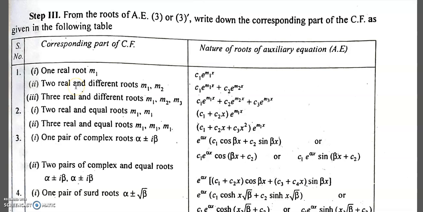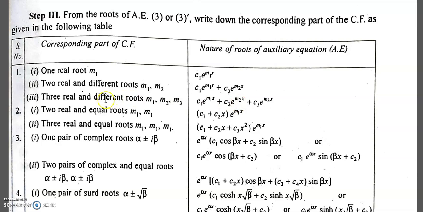Suppose we consider a second order differential equation. Second order means d2y/dx2, so it has two roots, and these two roots are real and distinct, say m1 and m2. Then for distinct roots we write c1 e power m1x plus c2 e power m2x. And suppose we have a third order differential equation which has three roots m1, m2, m3, and these three roots are real and different. How do we write the solution? c1 e to the power m1x plus c2 e to the power m2x plus c3 e to the power m3x.